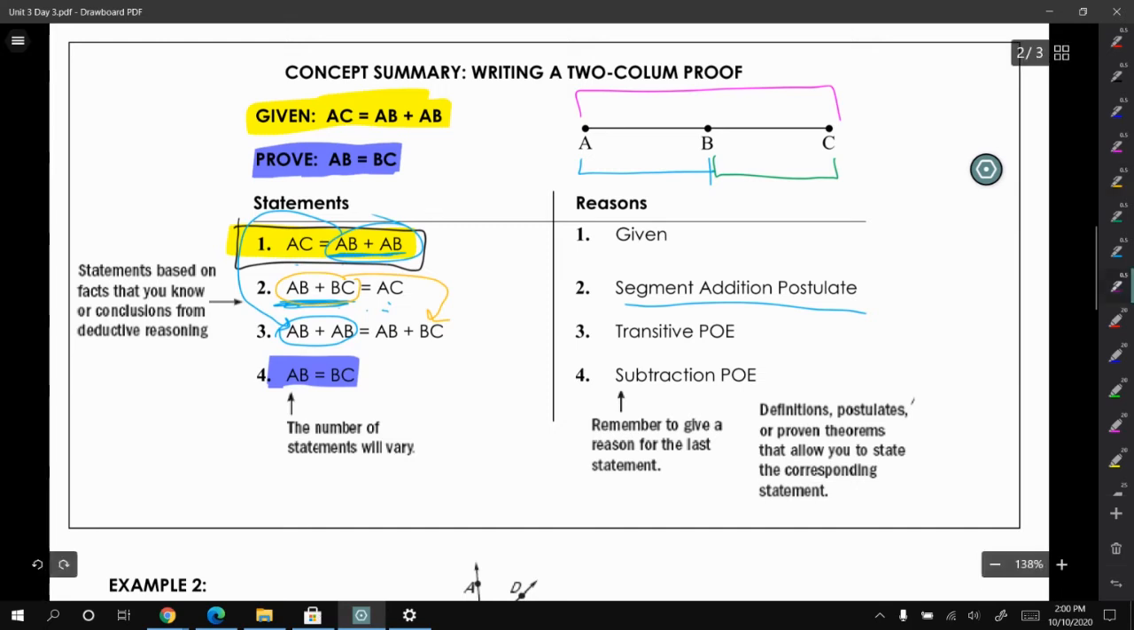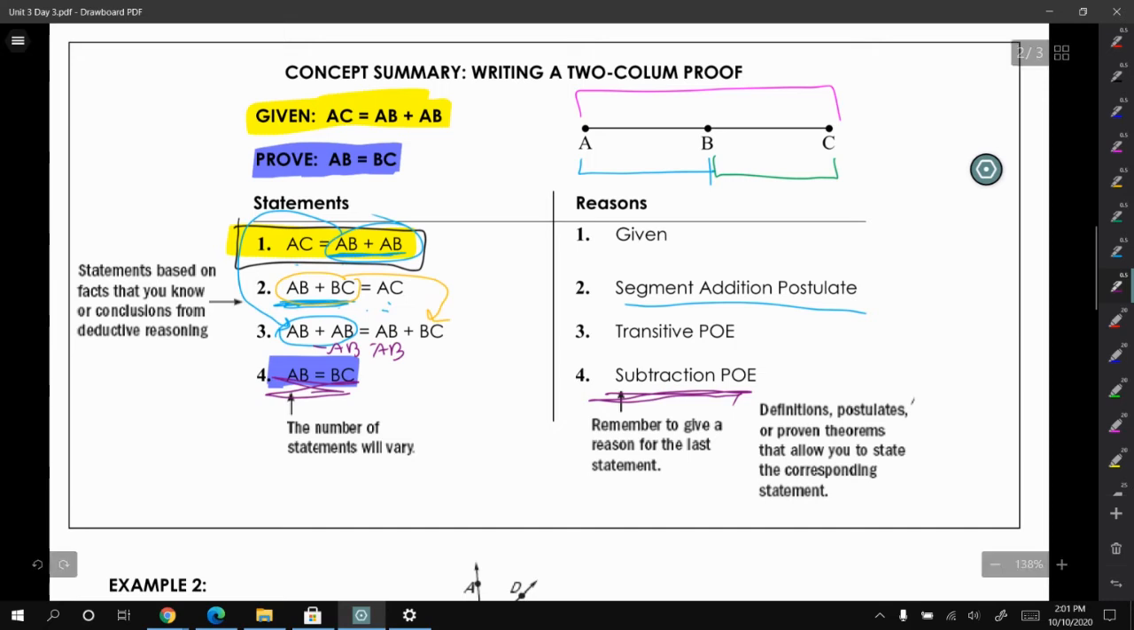And then what they did is they subtracted AB from both sides. So when they subtract AB from both sides, that leaves you with what we were trying to prove. And what we did was the subtraction property of equality. We subtracted both sides by AB. So this does take time to practice and get good at, and you're writing out every single small step you're making and giving a reason for it.